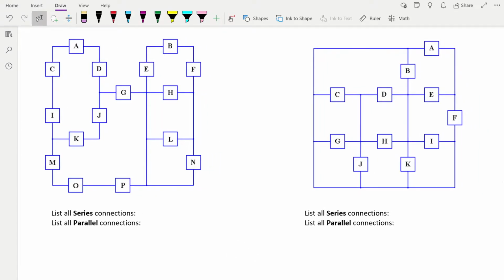So here I have two different circuits, and I would encourage you to pause the video and see if you can identify all the series and parallel connections in each circuit. At the end of the video, I'm just going to show you the answers to them, but in the meantime, I'm going to walk through how we get there.